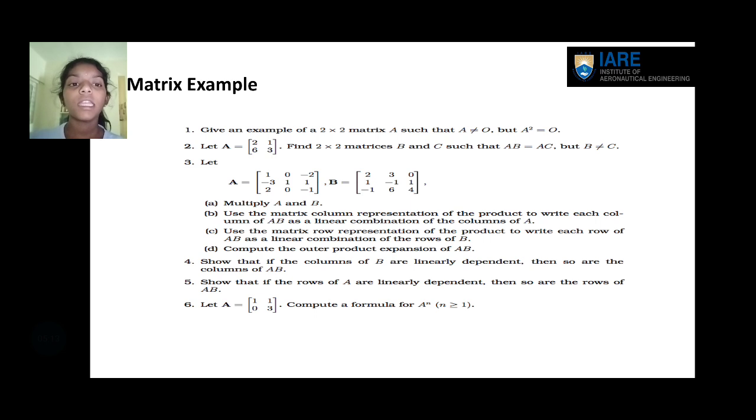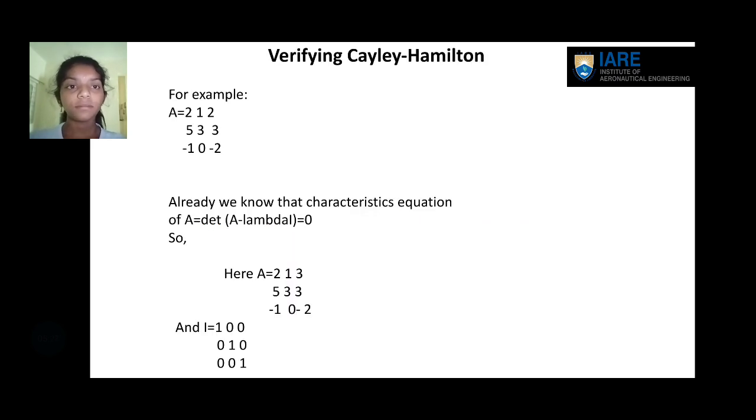Okay. Let A equal some 2 by 2 matrix. Compute a formula for A to the power n, n greater than or equal to 1. Here we are verifying the Cayley-Hamilton theorem. For example, the given matrix A equals 2, 1, 2, 5, 3, 3, minus 1, 0, minus 2.